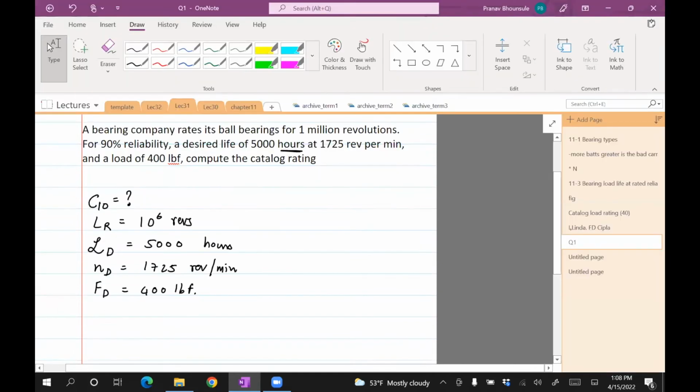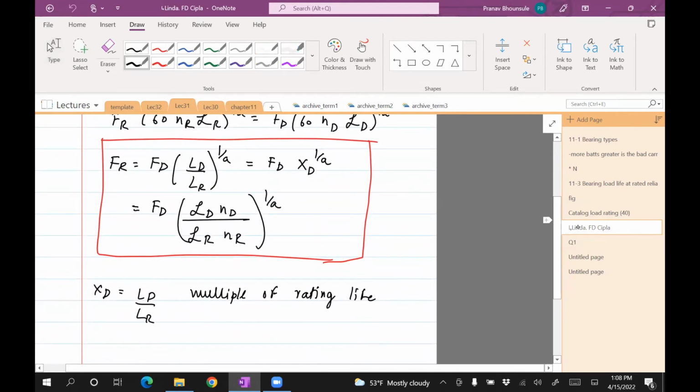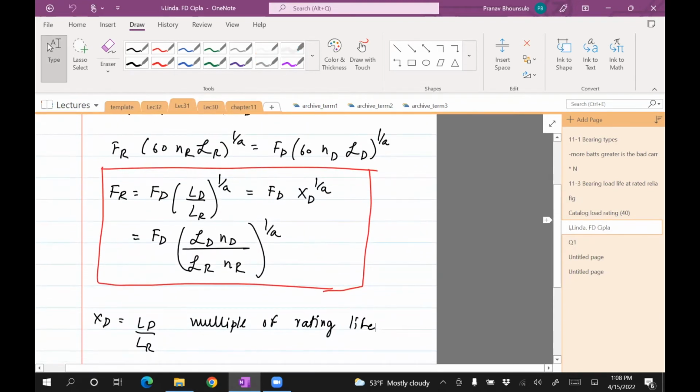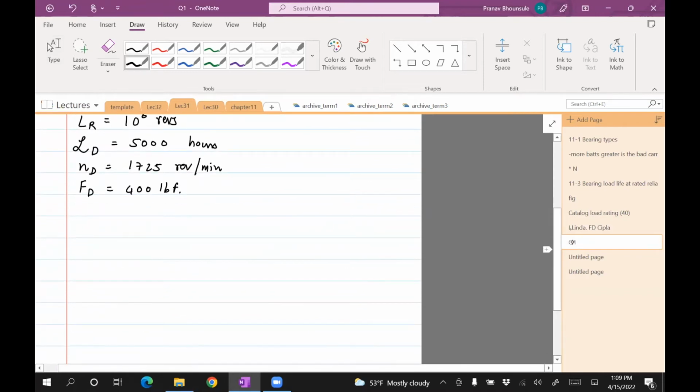So what we do is going back, we see the formula is this. Here the formula is given in terms of abbreviated L_D and abbreviated L_R. But what we can do is start from this first formula, and then sub in the value for L_R in terms of abbreviated L_R. So let's do that. F_D L_D to the 1 over a equals F_R L_R to the 1 over a.